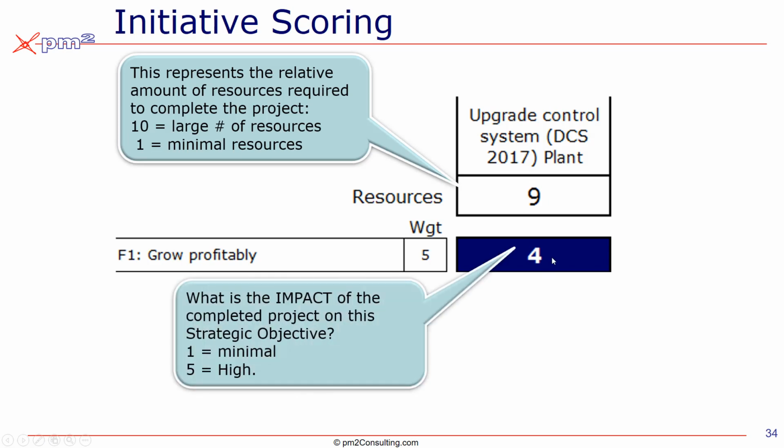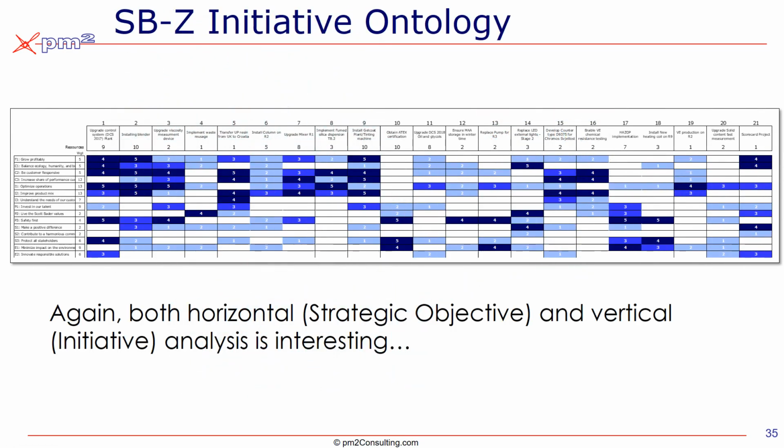And what is its impact on this strategic goal? Again, 1 to 5. And when we score all of their projects, we can see that, again, some projects have a much higher impact on success than other projects. So all of a sudden, we can begin to prioritize unlike projects to make sure that we fund the projects that have the maximum strategic benefit based on the resources consumed.